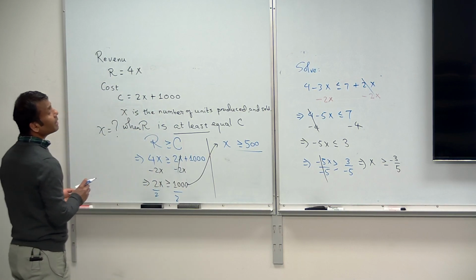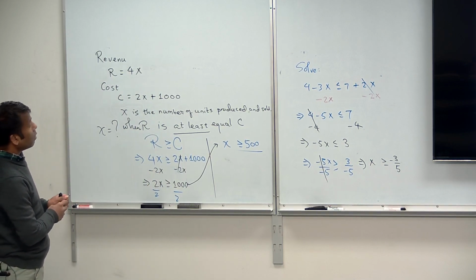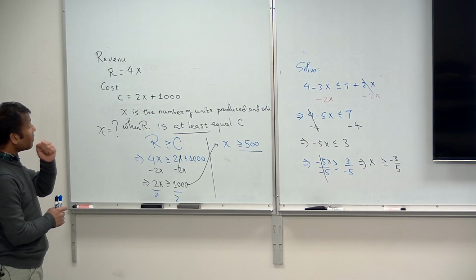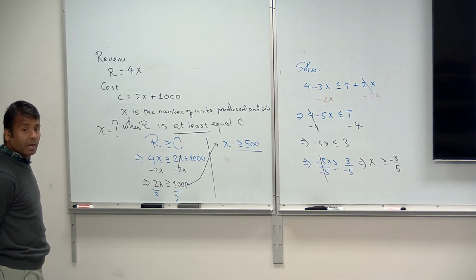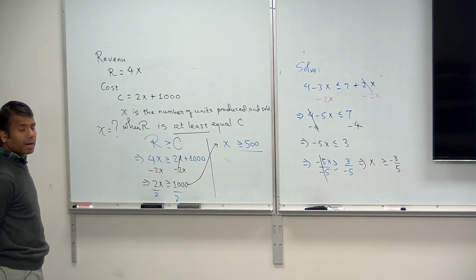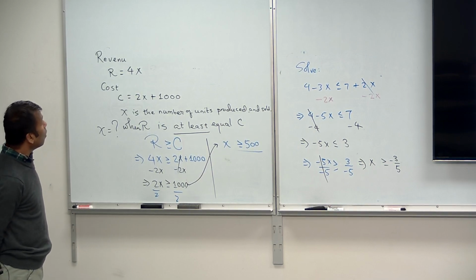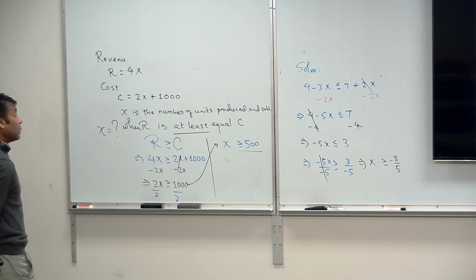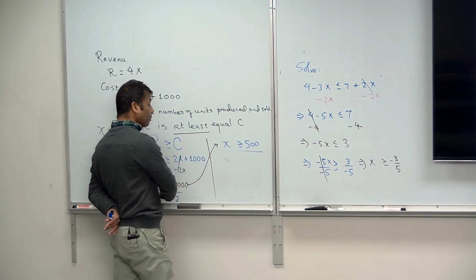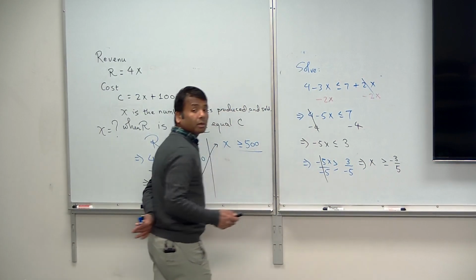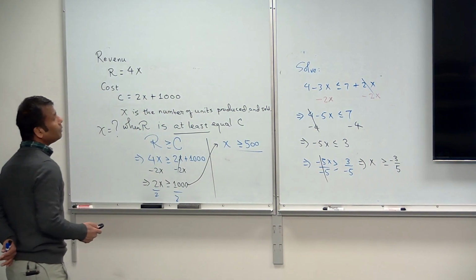So that means the revenue function is at least equal to C. The revenue is greater than or equal to C when the number of units produced and sold is greater than or equal to what? 500. Does that make sense? Yeah.